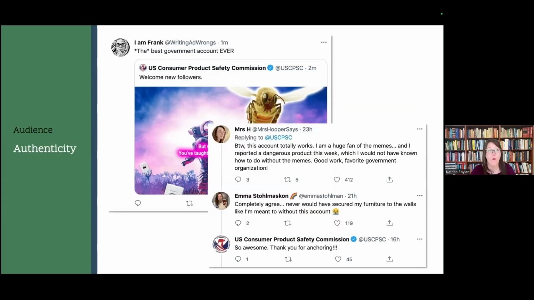This is just one of many examples we have of people saying, "I did something because of this account." They've reported products and anchored furniture and done all kinds of things because the Consumer Product Safety Commission caught their attention with these weird memes and then shared that information.